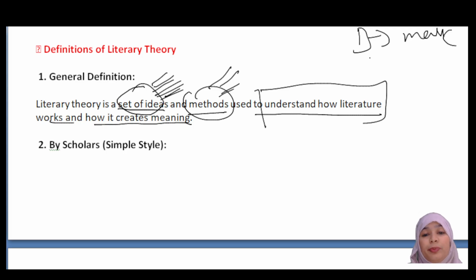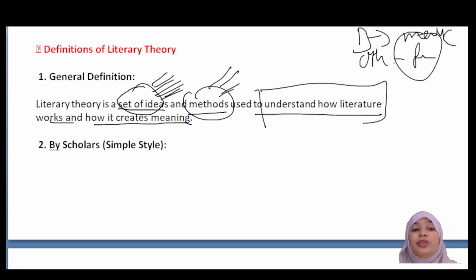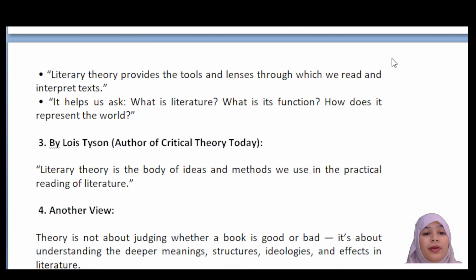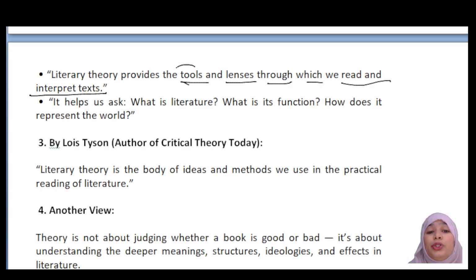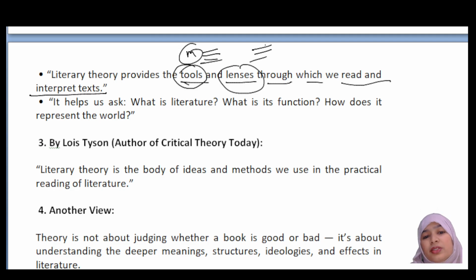What I can put my perspective in the work called Othello in a feminist point. Yes, it helps to understand what kind of meaning arises. I will give this definition of a particular literary theory. Literary theory provides the tools and lenses through which we read and interpret the text. Many kinds of tools are given to us. And lenses means putting goggles on your eyes through which we read and interpret it.